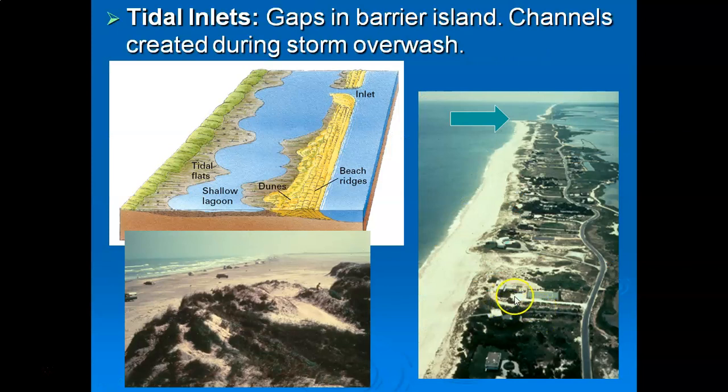All right, just another feature of barrier islands are tidal inlets right here. And these are gaps in the barrier islands. So when you've got storm overwash, sometimes, instead of just having the deposition in the lagoon, that storm wave can be so strong you actually cut a gap that maintains itself through time, and you wind up making breaks and breaking up the barrier island through time. And so the tides can make their way in and out through the tidal inlets.